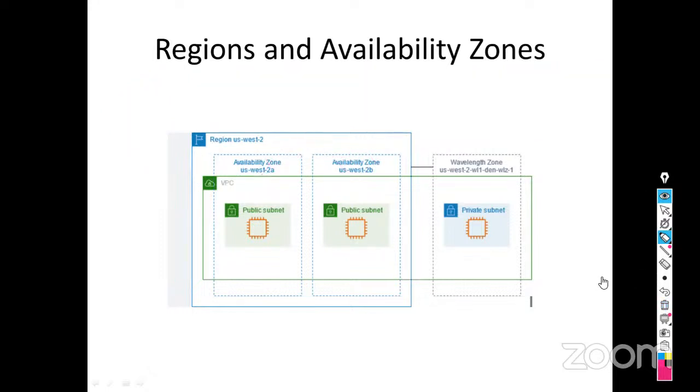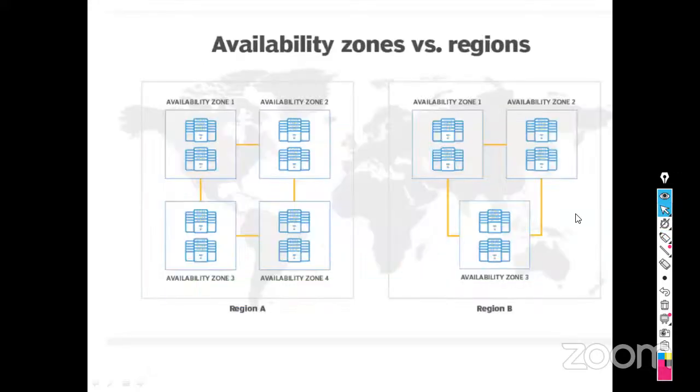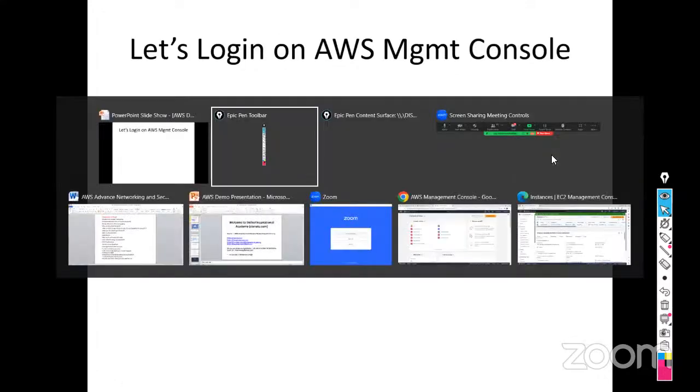I will show you this in the practical, how we can see it. As I said, this is my region one and this is my region two. In this region, I have 4 availability zones, meaning 4 different data centers, and in this region, they have different availability zones. Okay, so now let me show you that.